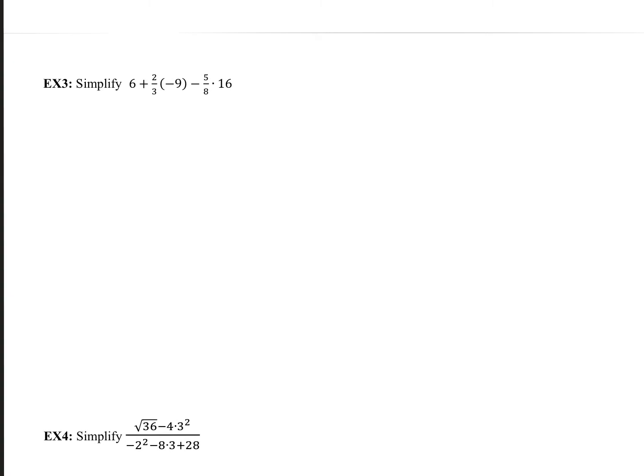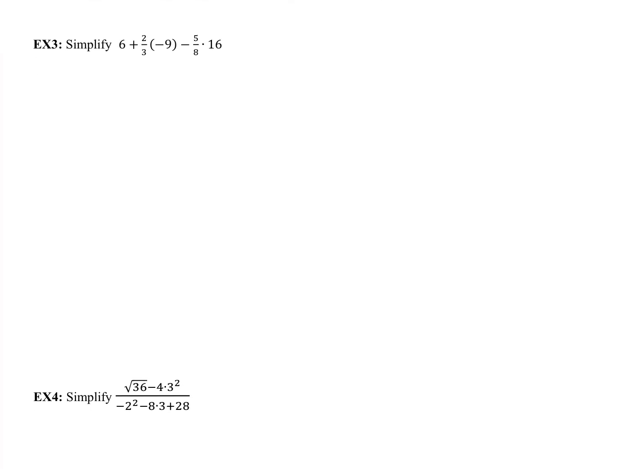Alright, example 3. Simplify. Ooh, and this looks intense. What do we got going on here? We have a lot of things. Let's see, let's identify our operations first. We got a positive, negative, negative multiplication. Let's go ahead and write down PEMDAS.